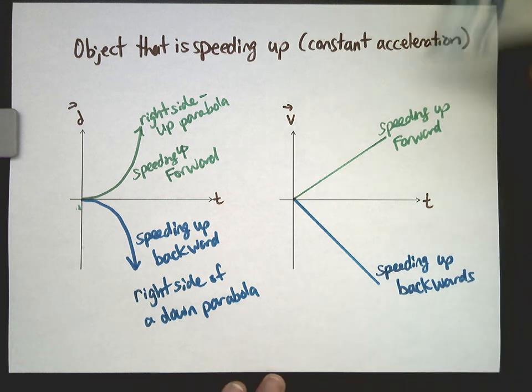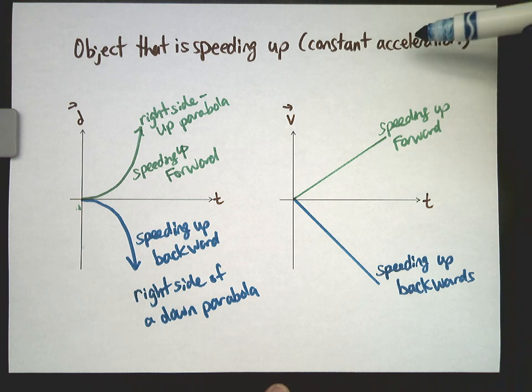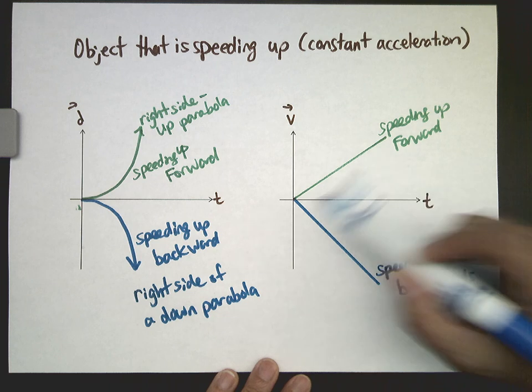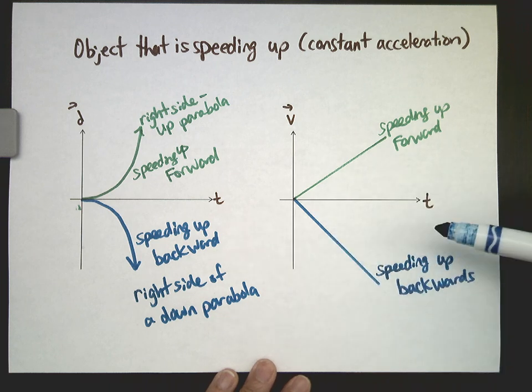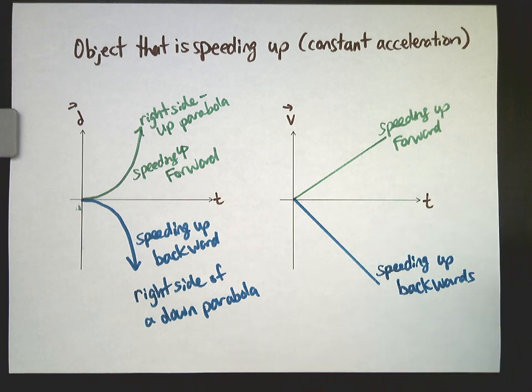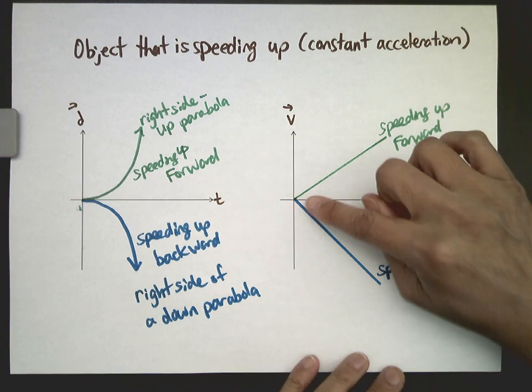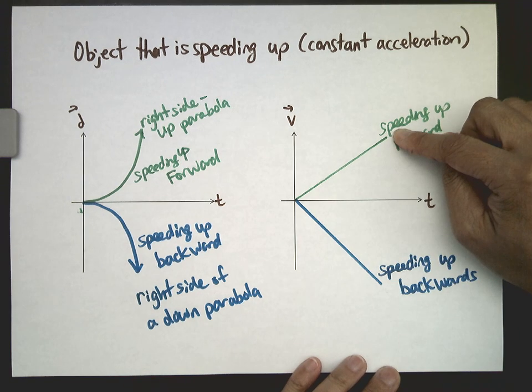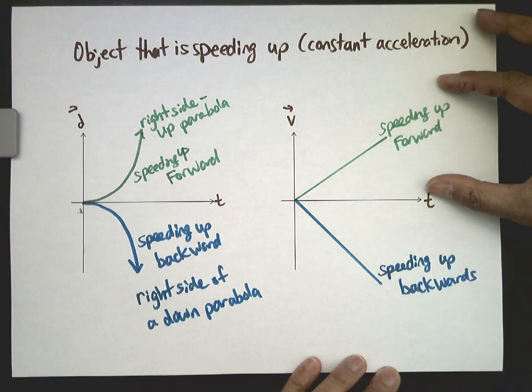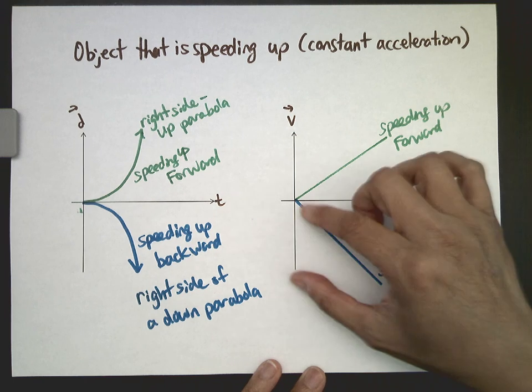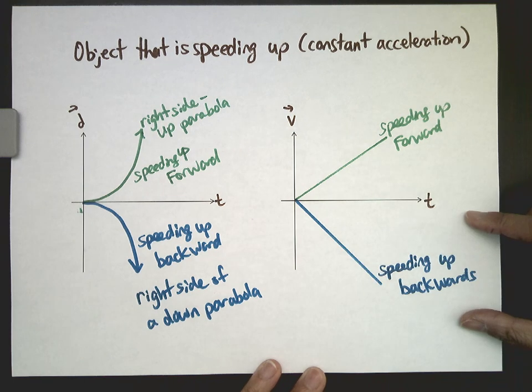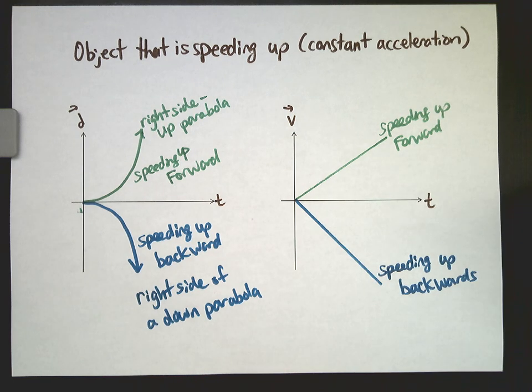Now notice I say it's constant acceleration. Speeding up also means it's constantly accelerating. Now it's constant because these lines are straight, they're not curved. The speeding up forward has a positive constant acceleration because you're going forward. The going backwards has a negative constant acceleration because you're going backwards, and it's found in the negative part of the velocity time graph.